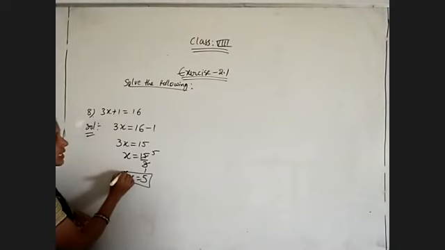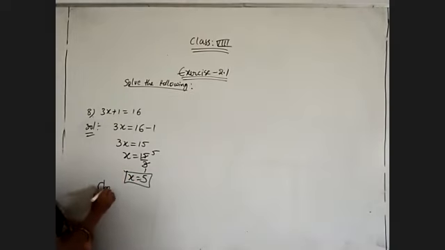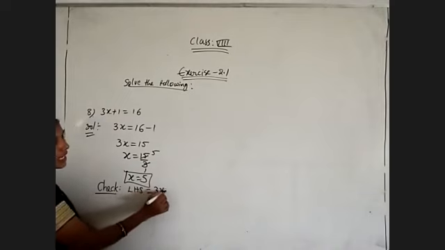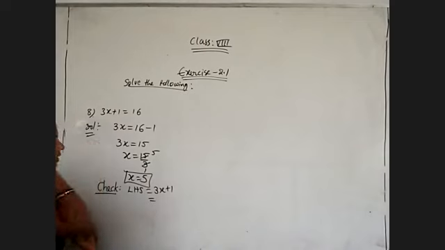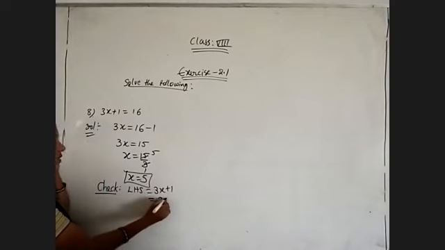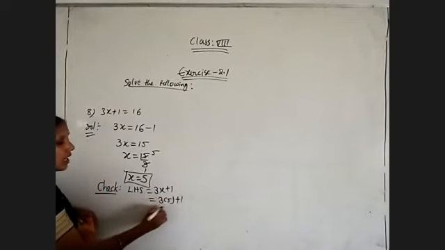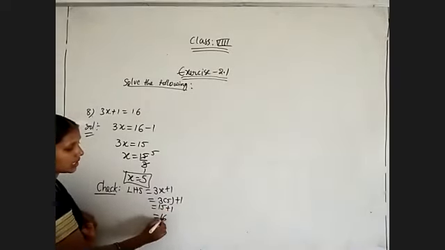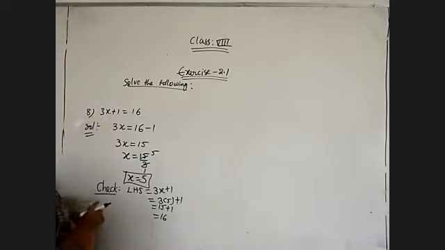Whether it is correct or not, check. Take the LHS of the equation. What is the LHS of the equation? 3x plus 1. So here 3 into x value, which is 5, plus 1. 3 fives are 15, plus 1, which is equal to 16. So 16 is the RHS of the equation. So both are equal. That's all.